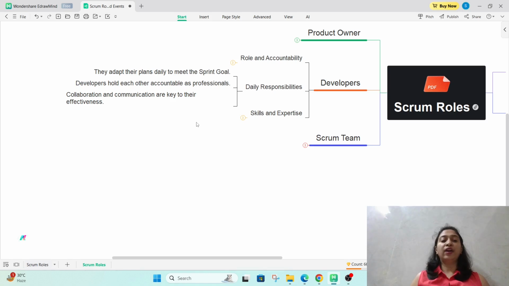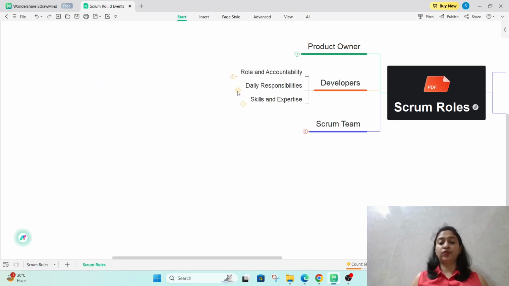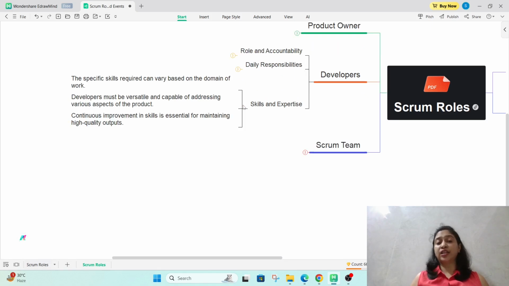So they should adapt their plans daily to meet the sprint goal. Developers hold each other accountable as professionals. Collaboration and communication are key to their effectiveness. This is the daily responsibilities of the developers towards the Scrum team. What will be the skills and expertise requirement?